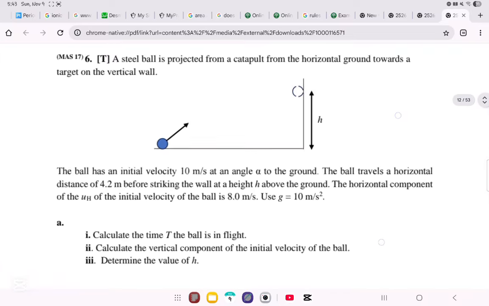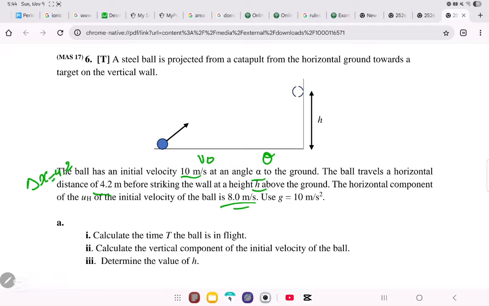A steel ball is projected from a catapult from the horizontal ground towards a target on the vertical wall. The ball has an initial velocity of 10 meters per second at an angle alpha to the ground. So the initial angle alpha or theta, the ball travels a horizontal distance of 4.2. That means delta x equal 4.2 before striking the wall at height h above the ground. They're saying the horizontal component of the initial velocity of the ball is 8 meters per second, and we need to use g as 10 meters per second squared. They want the time t that the ball is in flight.